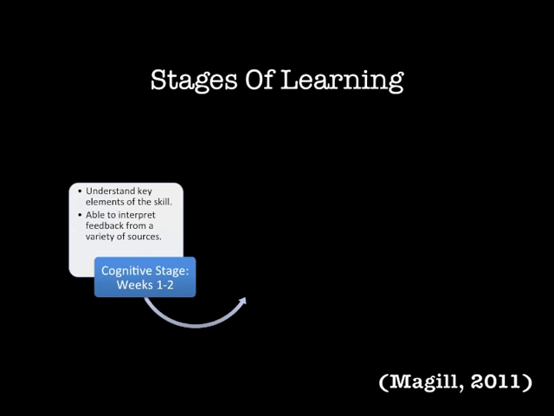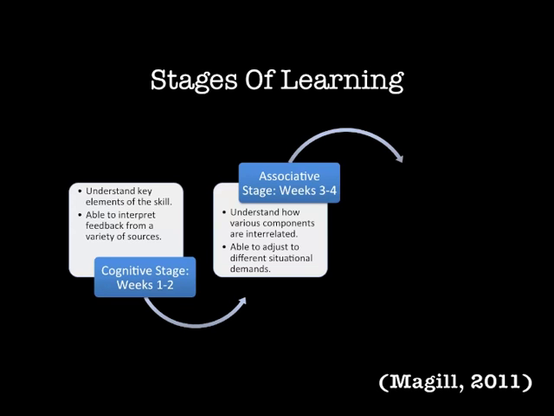When developing a new skill, it's important to target the stages of learning. So weeks 1 and 2 will be spent targeting the cognitive stage. So this will assist the learner in understanding the key elements of the skill and also assist them in being able to interpret feedback from a variety of sources, such as augmented feedback, observation, and proprioception.